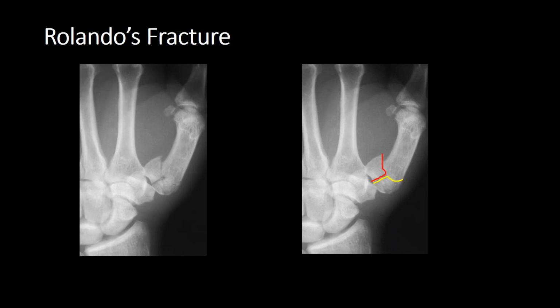A Rolando fracture is a comminuted fracture of the base of the first metacarpal. It classically forms a Y-shaped or T-shaped configuration. This is a highly unstable fracture, and so it's very important that you identify if there's more than one fracture fragment, as this will change patient management.